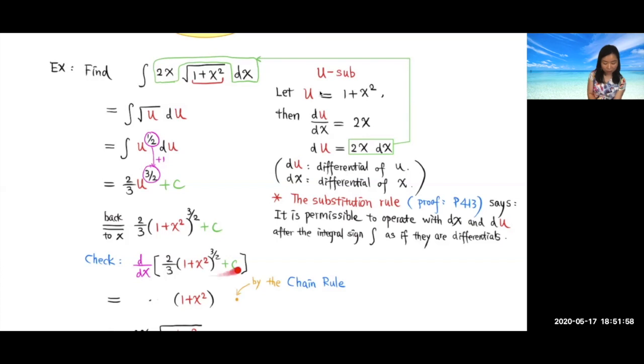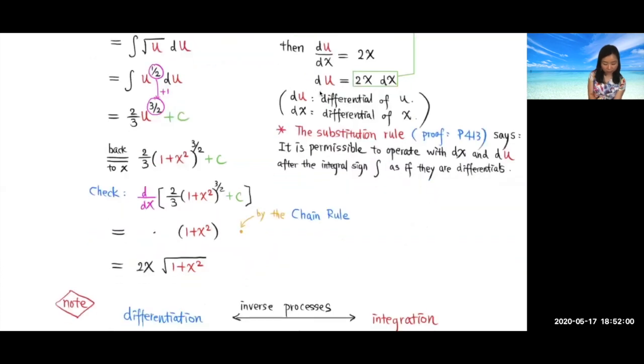If I differentiate that, the 2/3 is the constant multiple in front. Then when I differentiate this, the exponent 2/3 will be dropped to the front, and the exponent on this 1 plus x squared is going to decrease by 1. So that is going to become the 1/2 power right here.